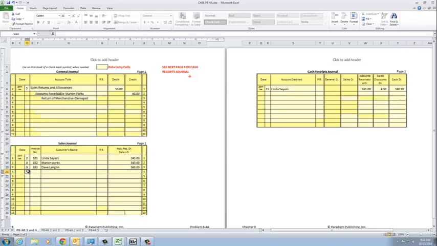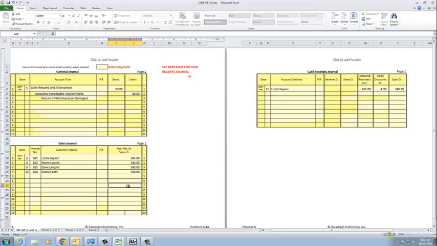On the 12th, we sold merchandise on account to Classic Cuts for $500. So on the 12th, invoice 104, the customer is Classic Cuts, and that was for $500.